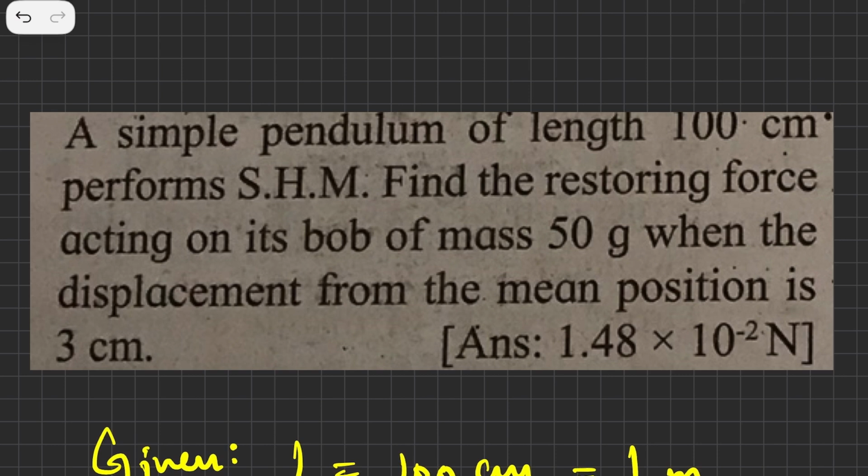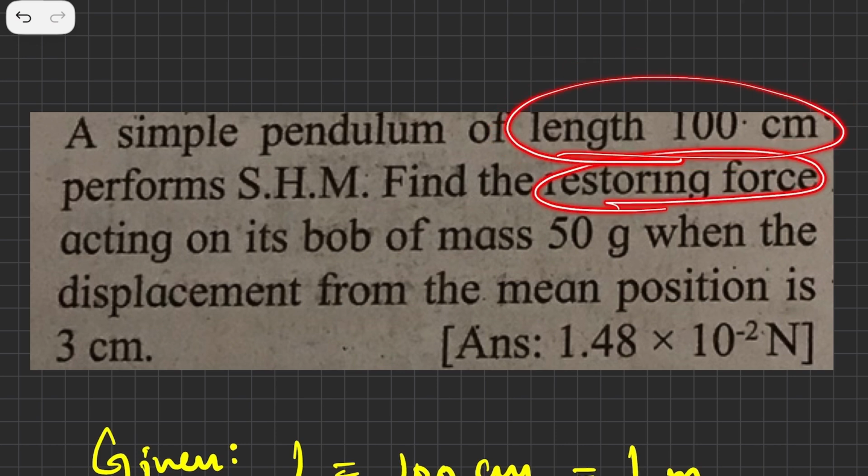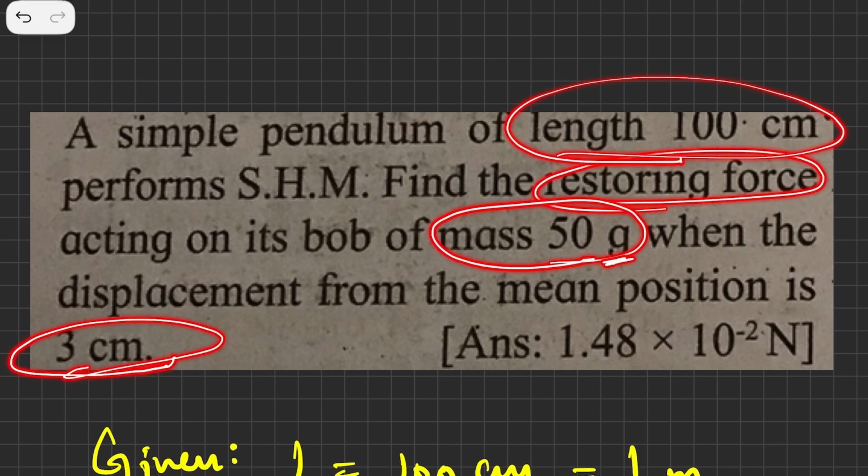Now you can pause the video and go through the question. I'll just mark the given conditions, what things are given. Length is given as 100 centimeters, note that it's centimeters. Then restoring force is something I need to get. Mass is given as 50 grams, again this is in CGS system, and displacement is given as 3 centimeters from the mean position.